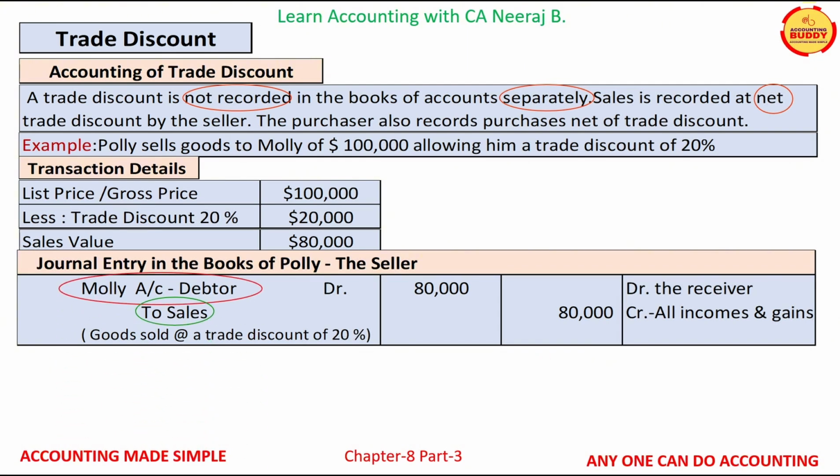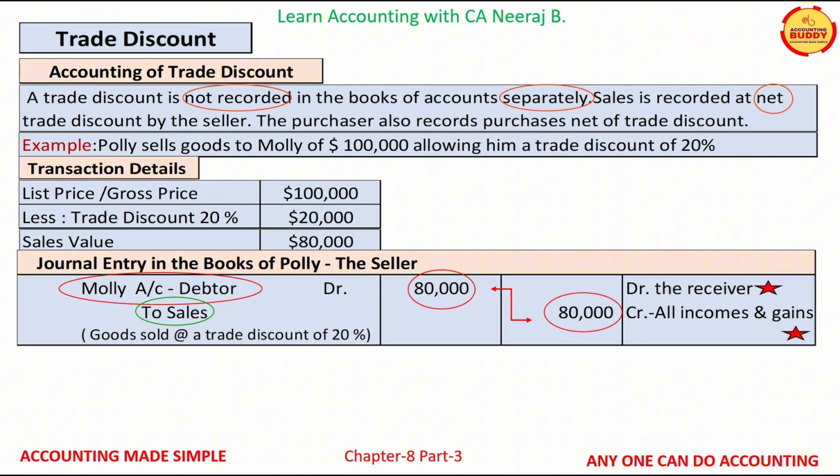Molly's account is a personal account and for personal account the rule is debit the receiver. Sales is a revenue account and for revenue account the rule is credit all incomes and gains. Therefore, this transaction is recorded for $80,000, which is net of the trade discount allowed amounting to $20,000.